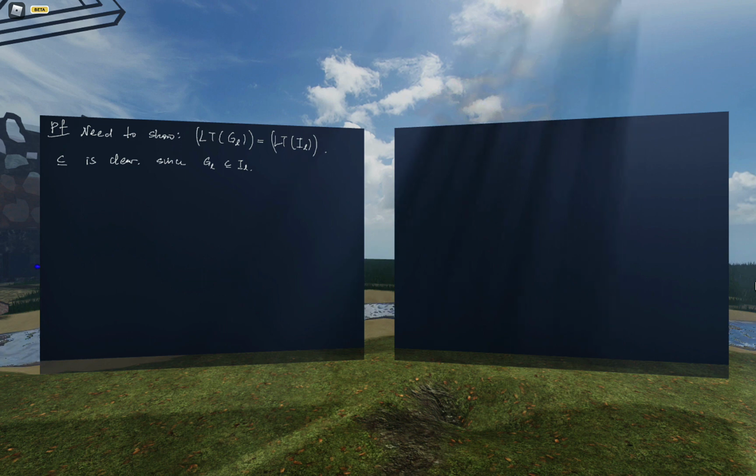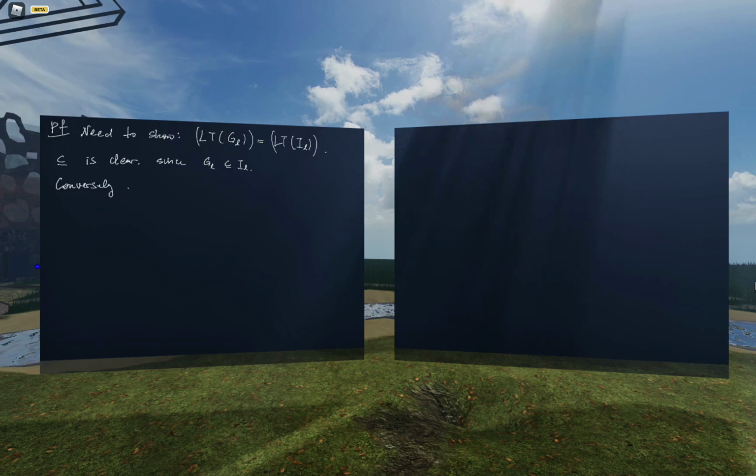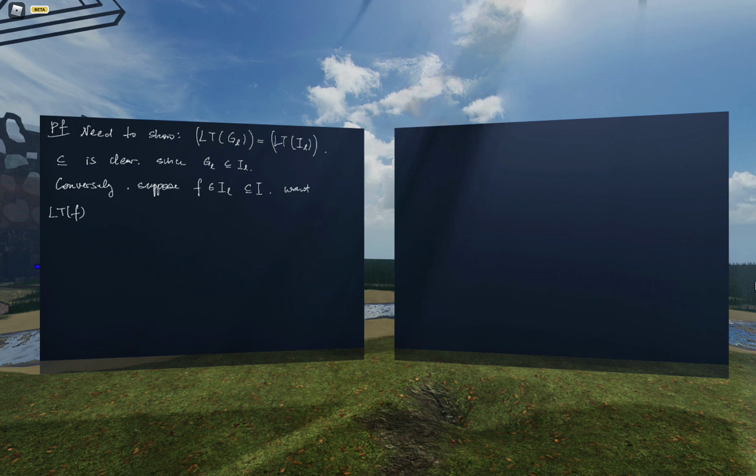Okay, so conversely, suppose F, right, you want to take an element of IL, which, let's remind us, is actually a subset of I. We want the leading term of F to be divisible by LT(G), a leading term of G, for some G in GL.